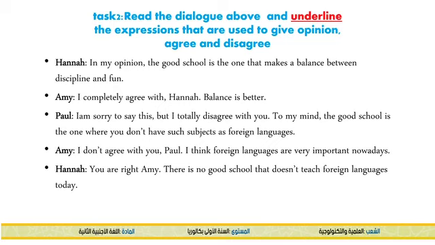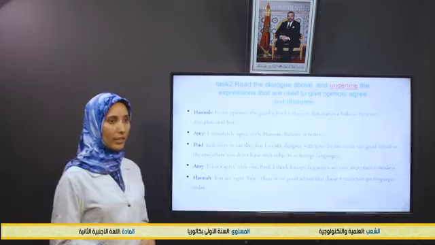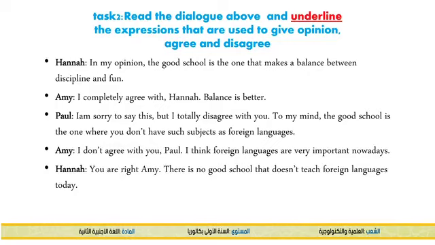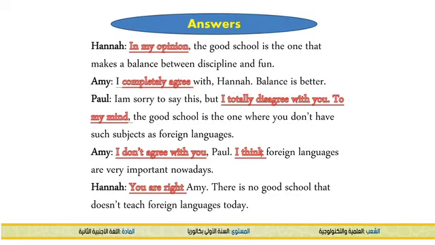So we have to underline the expressions that are used to give opinion, agree, and disagree. Okay? So think about it. So let's move to the answers. The first expression is in my opinion. For the second, Ami, I completely agree with Hannah. Balance is better. So the expression of agreeing is I completely agree. And for Paul it is I totally disagree with you.